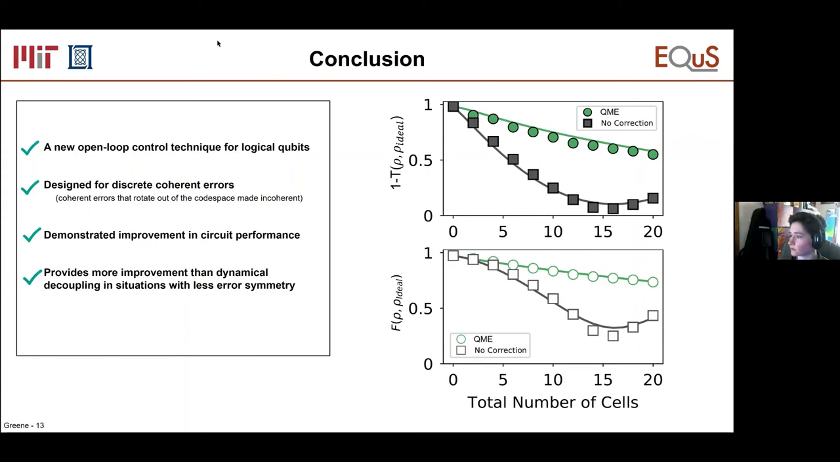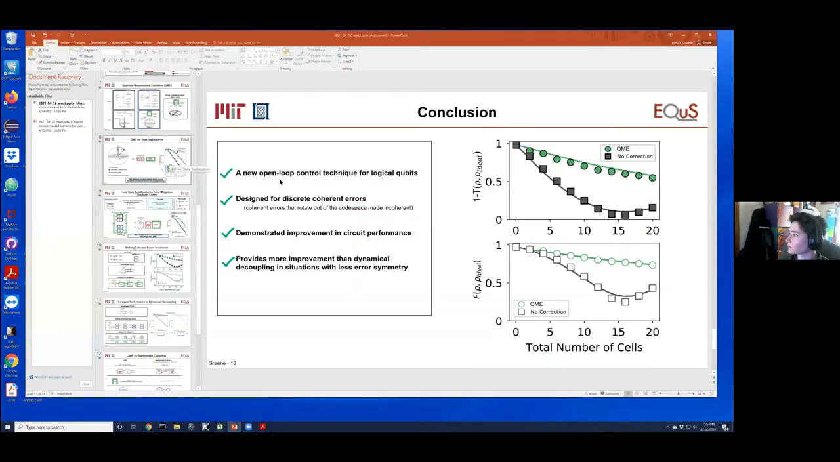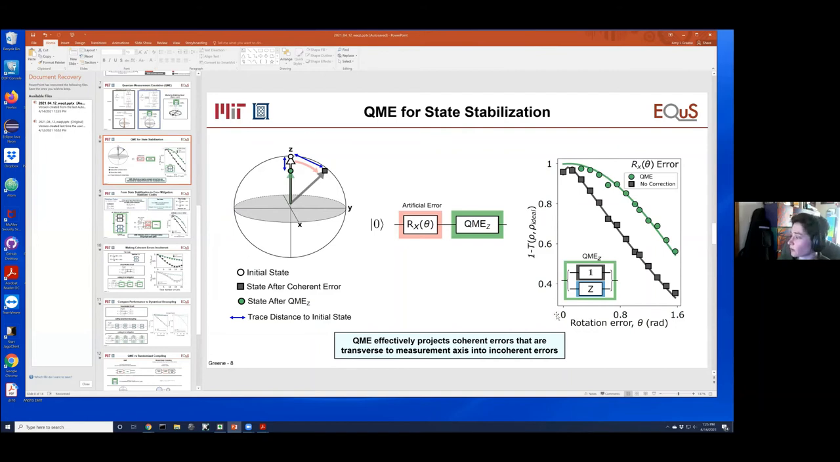Let me see if I can pull up those plots again. Here, can you see my screen again? Yep. So in this plot, as I'm plotting the rotation error on the x-axis, you can see that in the QME curve, it's very flat for small errors, where without the correction, there's just a straight dash down, modulo a little kink that's due to state initialization errors. So that's what I mean when I say it's first order insensitive, that for small angles of coherent error, the trace distance remains flat. Thanks. Sure, thanks for asking.